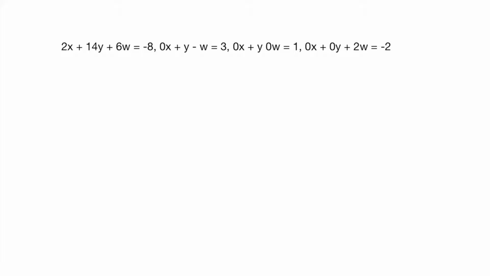In this video, we're going to practice augmenting matrices and then row reducing them. So to start off, we can identify our variables in the problem. We have x, y, and w. Those are the only three variables that come up in this problem.